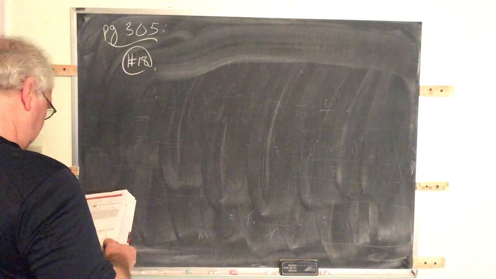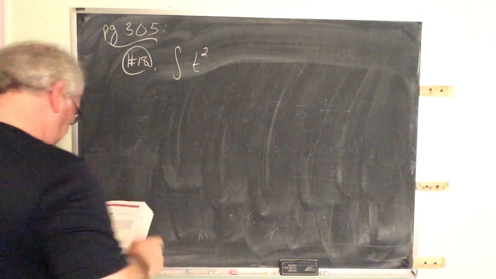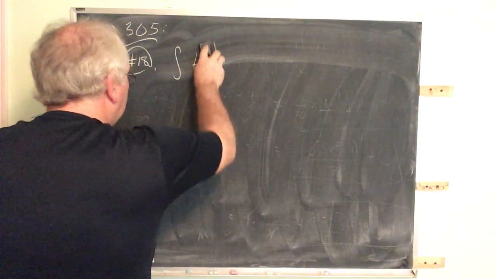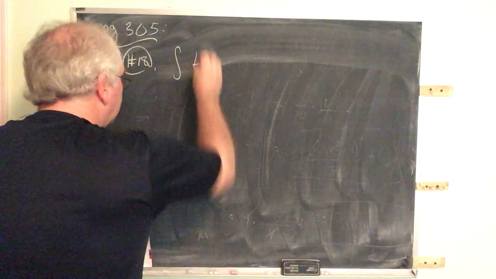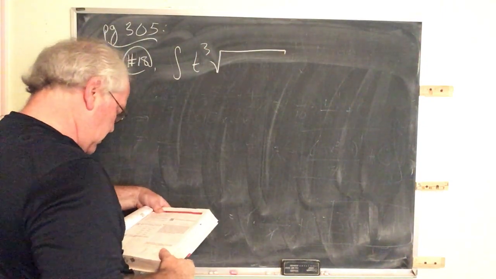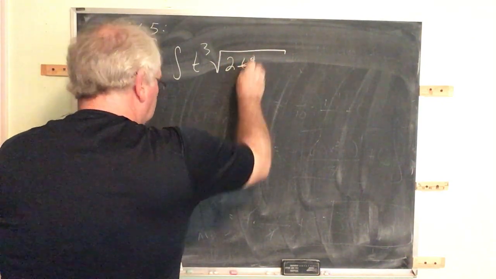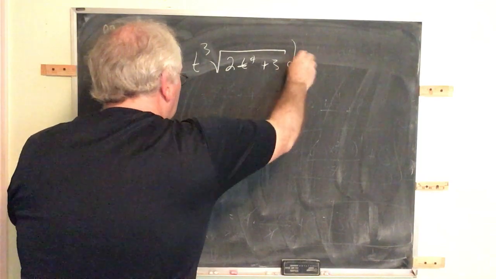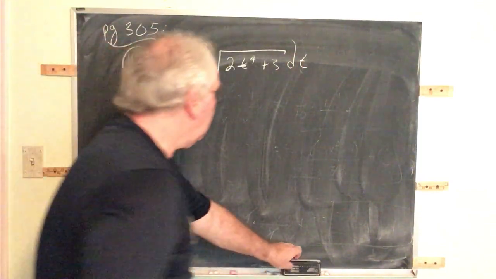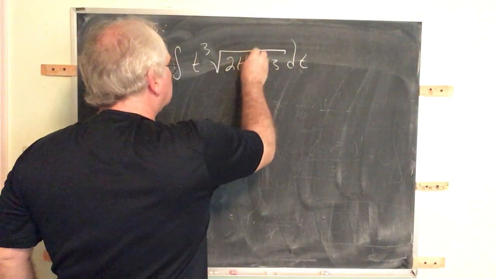Number 18 says the integral of t squared, I'm sorry, that's t to the 3rd. Division is the second thing to go. T to the 3rd, and then we have the square root of 2t to the 4th plus 3 dt.